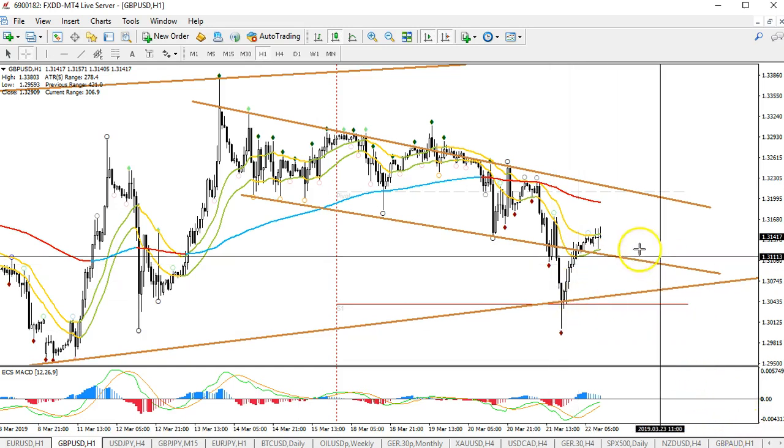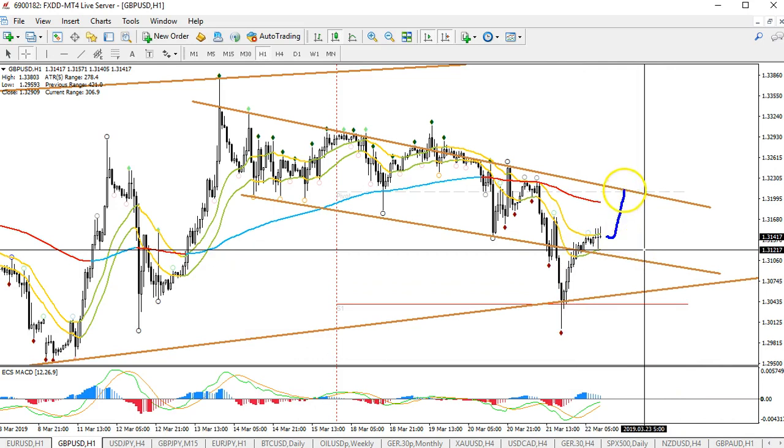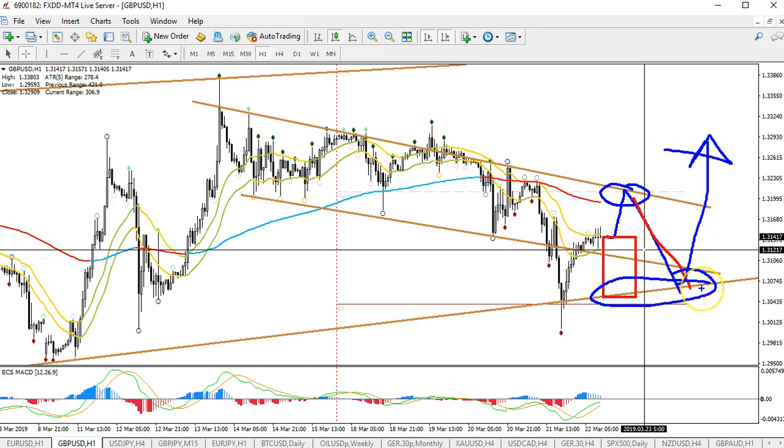If this does not happen, I'm either going to wait for a pullback after a move higher or an immediate pullback like this and look for a bounce in this zone for an upside. All right, so that is what I'm expecting for the moment.